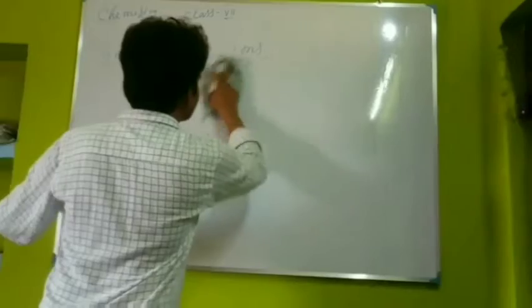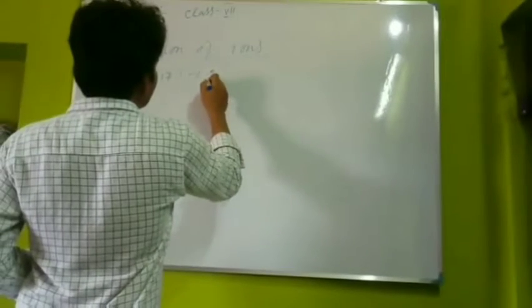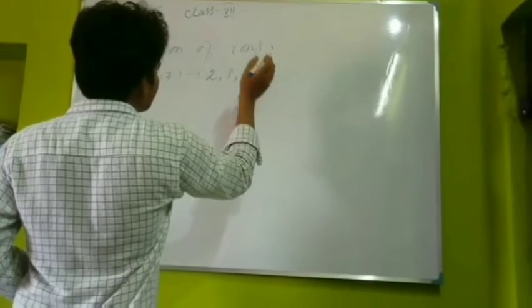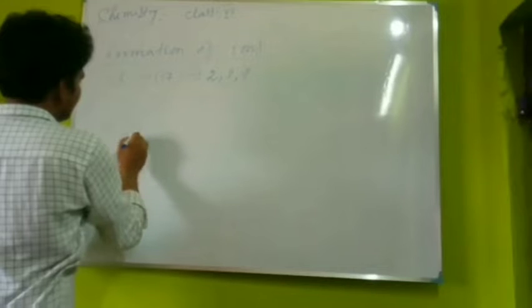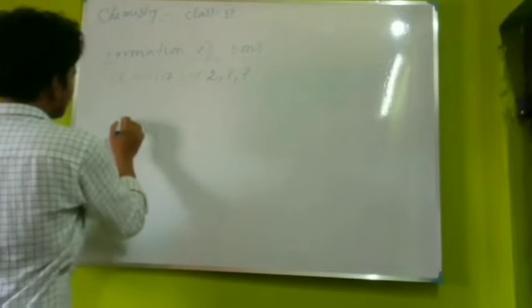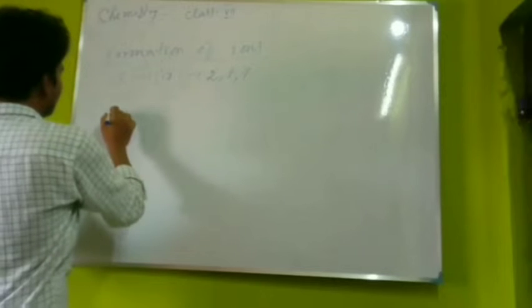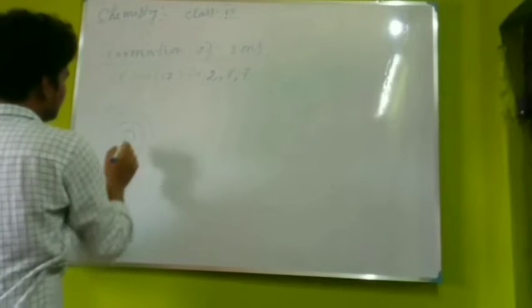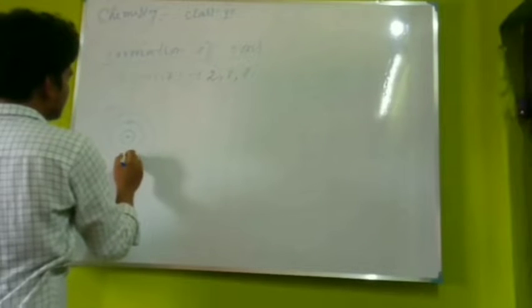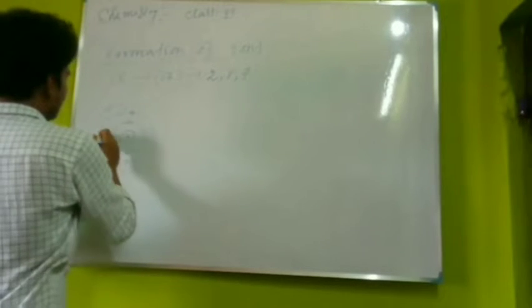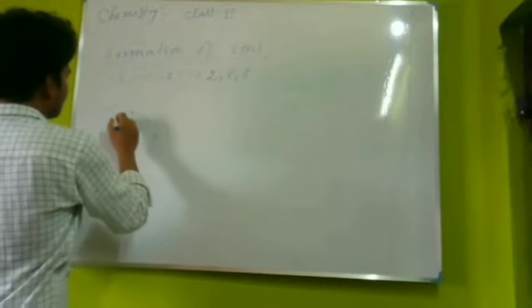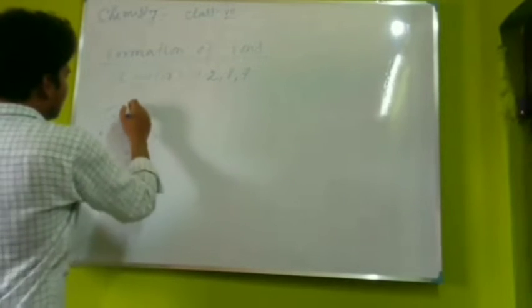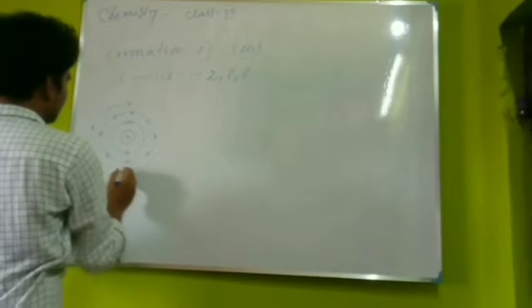Now at first you take chlorine. For chlorine, the atomic number is 17 and the electronic configuration is 2, 8, 7. So if you draw the structure of an atom of chlorine, we can see in the first orbit, around the nucleus, 2 electrons are present. In the second, 8 electrons are present. And in the third, 7 electrons are present.